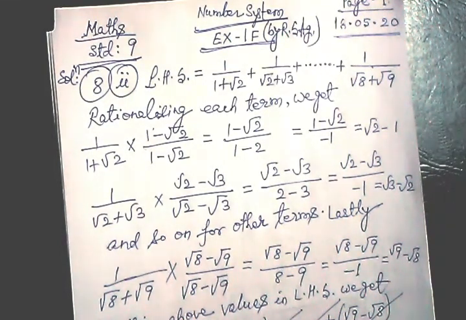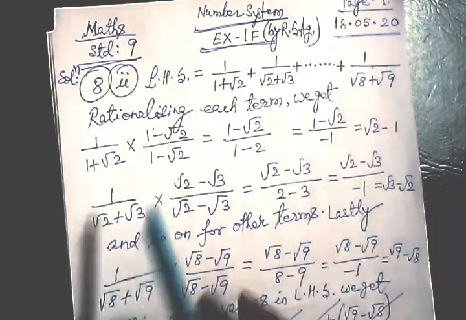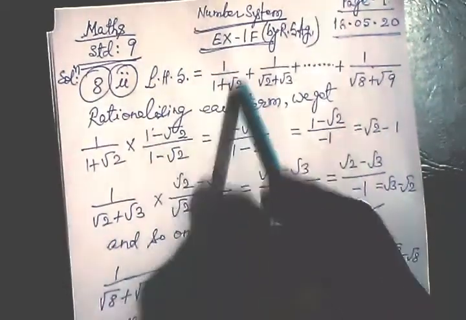Obviously, since surds are in the denominator, you know very well what to do. Rationalize. The rationalization is the only solution. So we will rationalize term by term, one after another. The first term is 1 upon 1 plus root 2. First of all you will rationalize the first term.